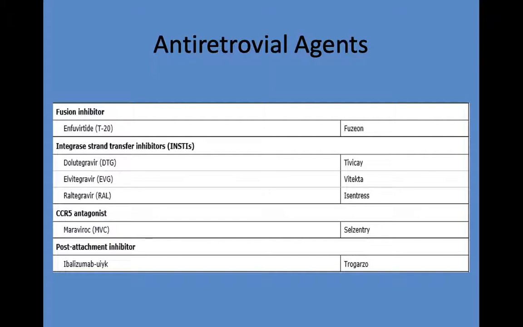You have one fusion inhibitor, 3 integrase inhibitors. I believe there might be another one on the market that I'm not quite sure about. One CCR5 antagonist, and then a post-attachment inhibitor, which is fairly new. It's a monoclonal antibody. I'm not quite sure where it fits in the algorithm.